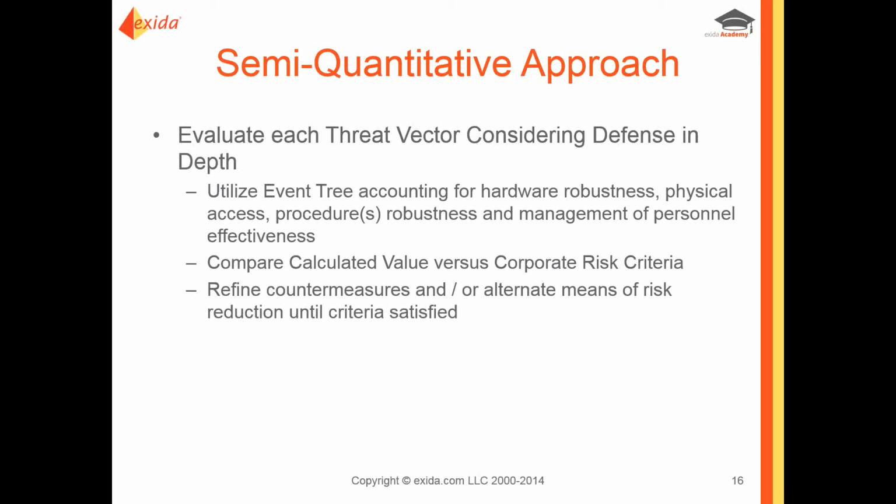When you go down this path, you're actually calculating a value. So you compare that calculated value versus the corporate risk criteria. And if you don't achieve your risk criteria, then you start looking at how can we improve things. At that point, you refine your countermeasures, or you might look at alternate means of risk reduction.